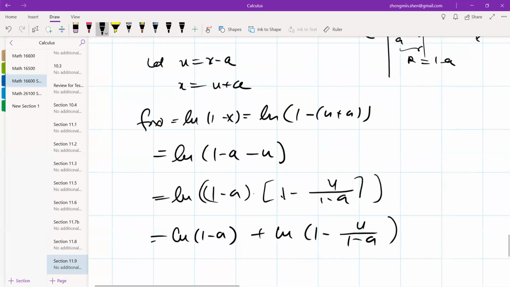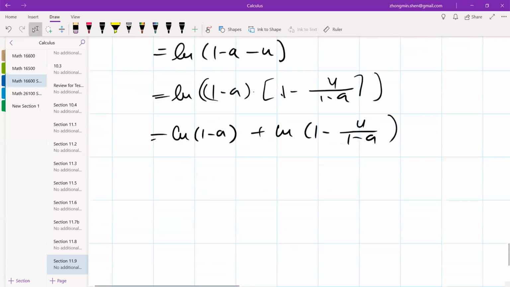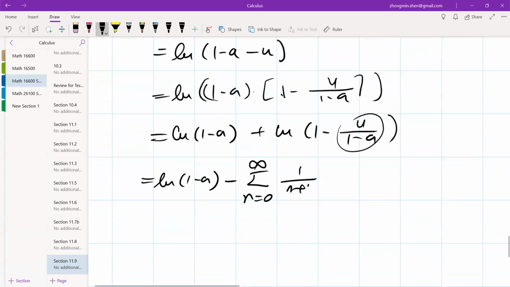Now, this is a constant. Don't worry about that. What we needed to know is this one. This is some x, right? So according to the above formula, it's going to be negative the sum from n equals 0 of 1 over n plus 1 times x to the n plus 1, that is, u over 1 minus a to the power n plus 1. And this holds for u over 1 minus a less than 1. What I did here is just applying the above formula.